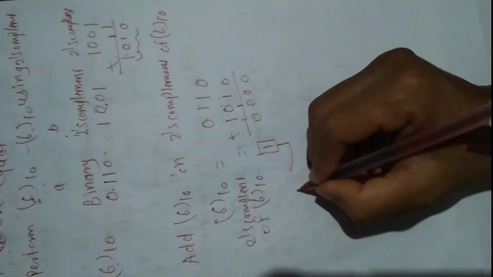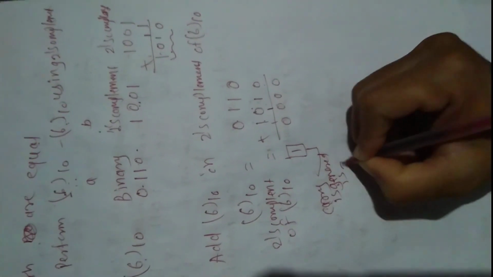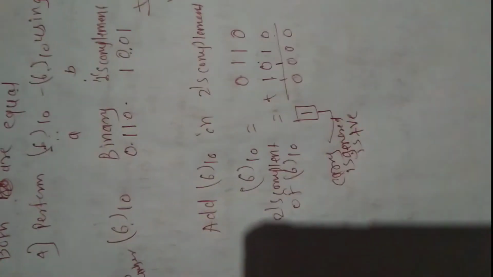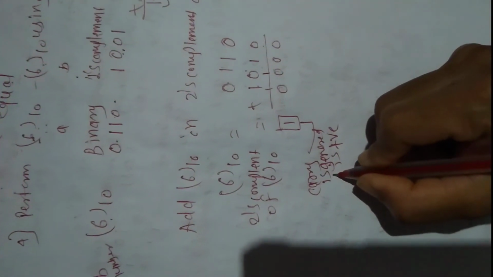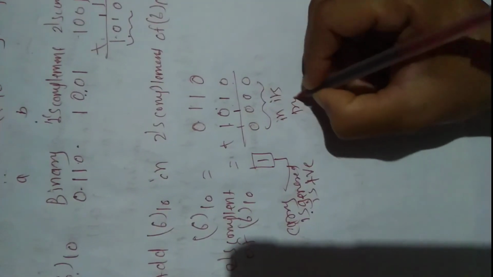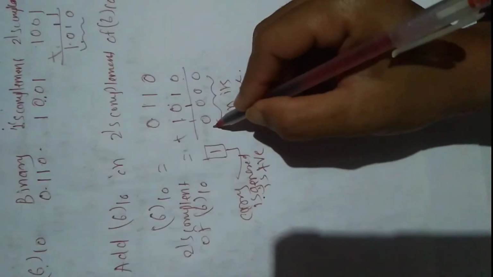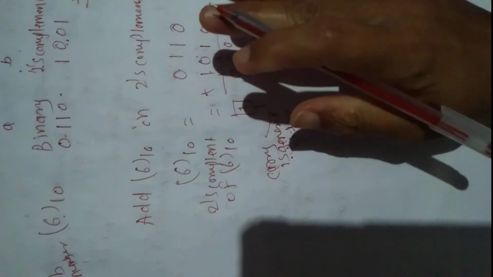If carry is generated, the answer is positive and in its true form, so we do not take the complement of that answer again, we stop here. That's 6 minus 6, 0. So the answer is 0, in its true form, and carry is generated. 6 minus 6 is 0. That is a positive number answer. So carry 1 is generated, the answer is positive and in its true form, so we stop.